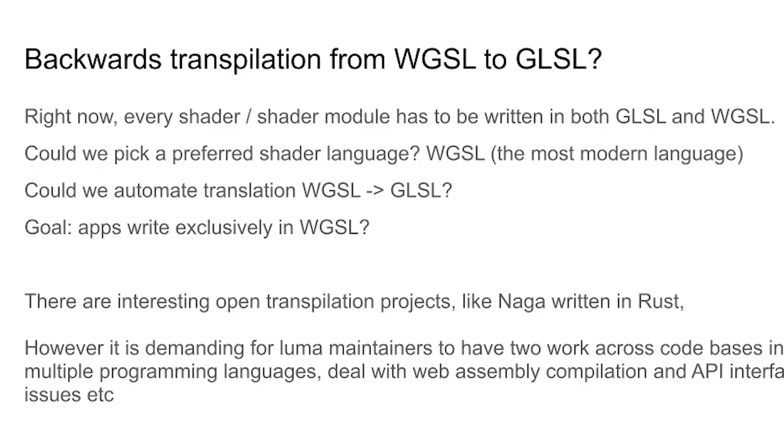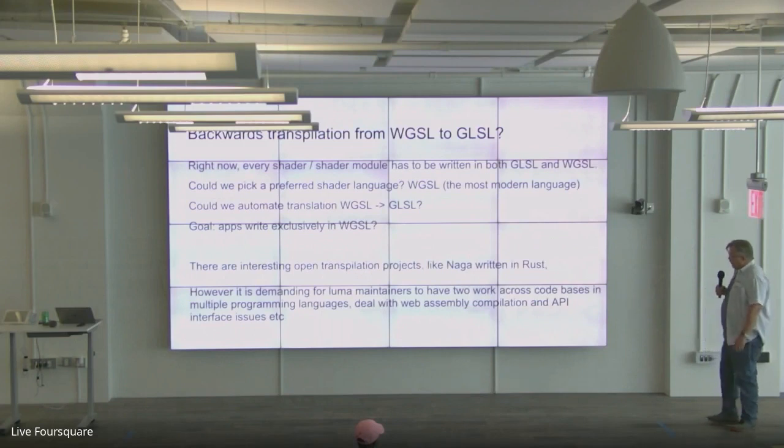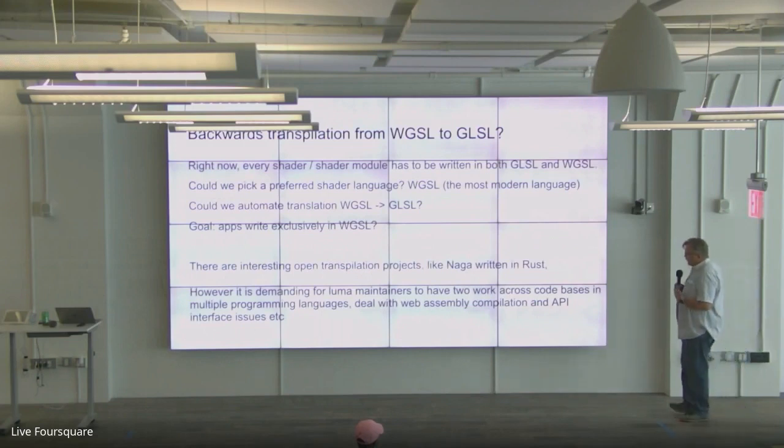To address this more long term, we've been brainstorming. We obviously want luma.gl to be the API where you work with the most modern WebGPU techniques. So if we're going to pick one language, we would probably pick WGSL. And so could we then automate translation from WGSL to GLSL? The answer is probably yes, because there's a lot of information in the WGSL. However, we would need a parser for WGSL and set up all these rules. So it's a fairly big effort.